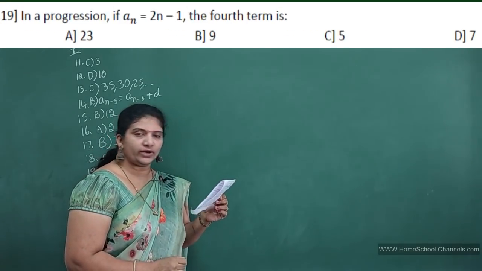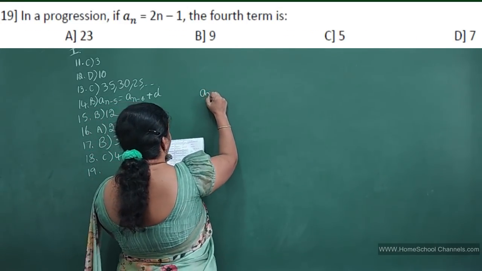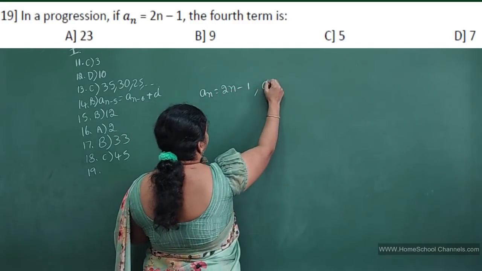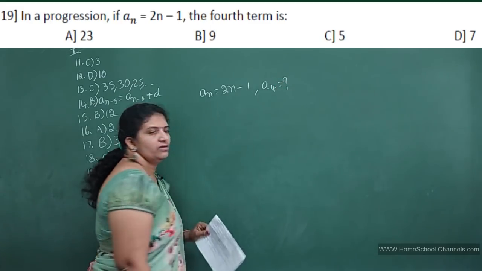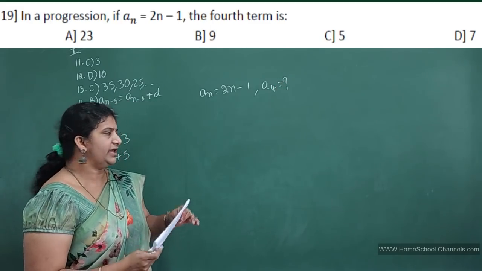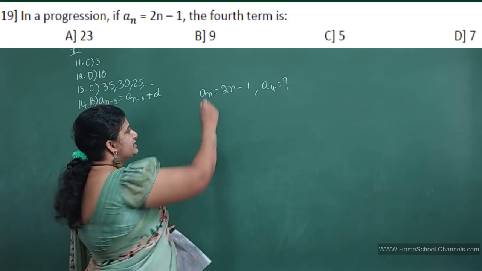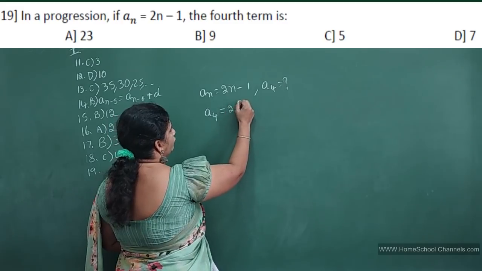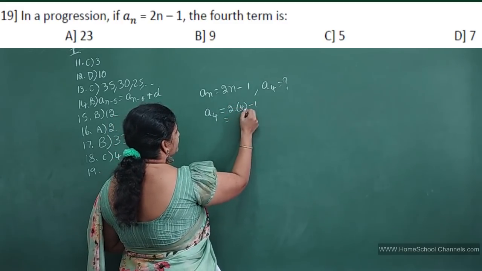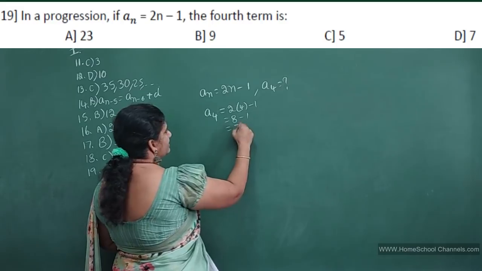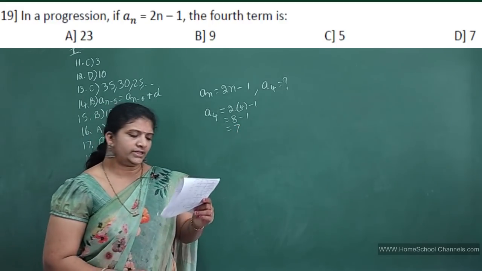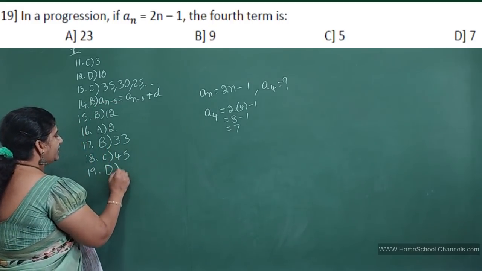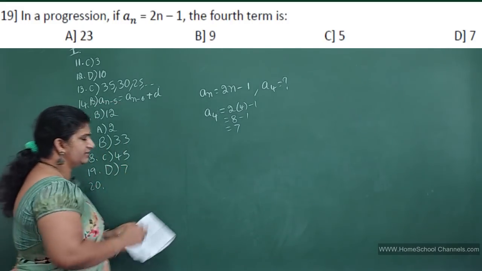19th one: in a progression, if an is equal to 2n minus 1, find the fourth term, that means a4. Find the fourth term means n value is 4. Substitute in the nth term, n value 4: 2 into 4 minus 1, that is 4 2s are 8, 8 minus 1 will be 7. Therefore, the fourth term is 7. Check for the option. Option D, 7 is your answer.